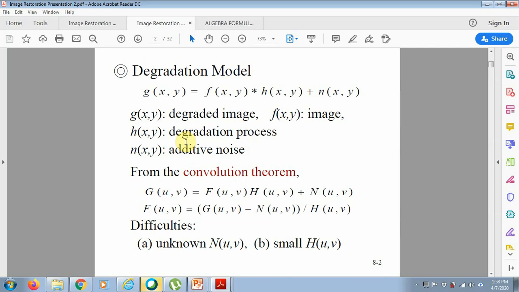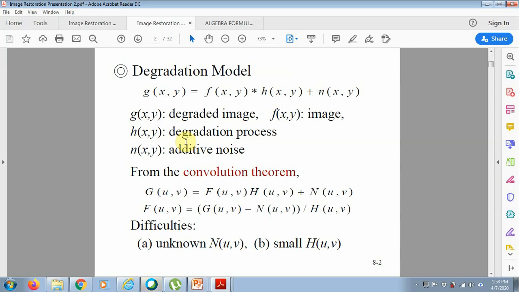If you consider this degradation model, g(x,y) is equivalent to f(x,y) multiplied by h(x,y) plus n(x,y). In multiple books, they denote the noise function by eta or small n. They can specify any symbol for this. Your basics should be clear for the degradation model.